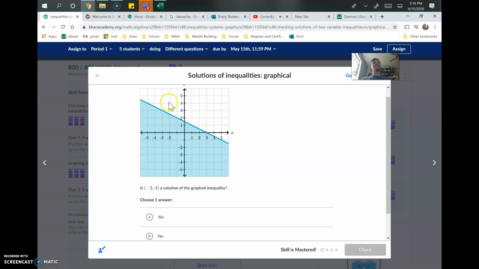If the coordinate point is not in the shade, it's not a solution. If the coordinate point shows up in the shade, then it's a solution. In this case, it would not be a solution because it is not showing up in the shade.